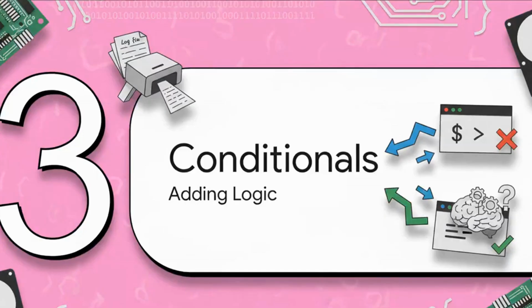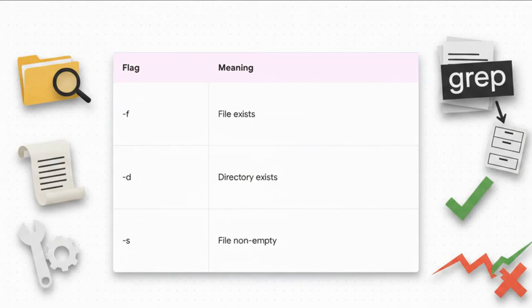All right, Section 3, Conditionals. Let's add some logic to our script. To make our log scanner truly smart, it can't just blindly run commands. We use conditional flags to verify our log directories and files actually exist and have data in them before we do something like run grep. If you try to read a log file that isn't there, your script is going to throw an error. So using -f checks if the file is present, and -s checks if it actually has content inside it.